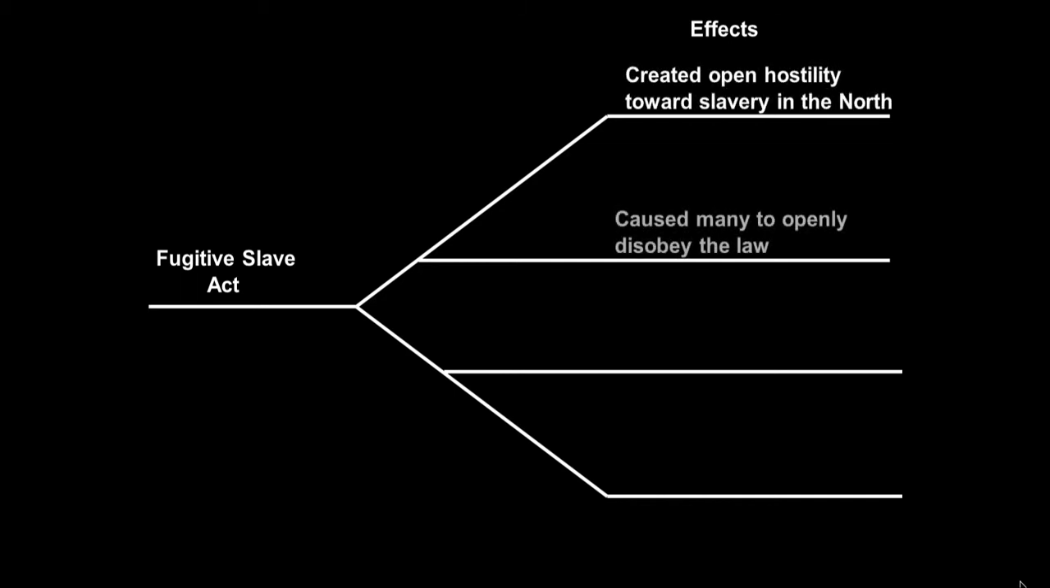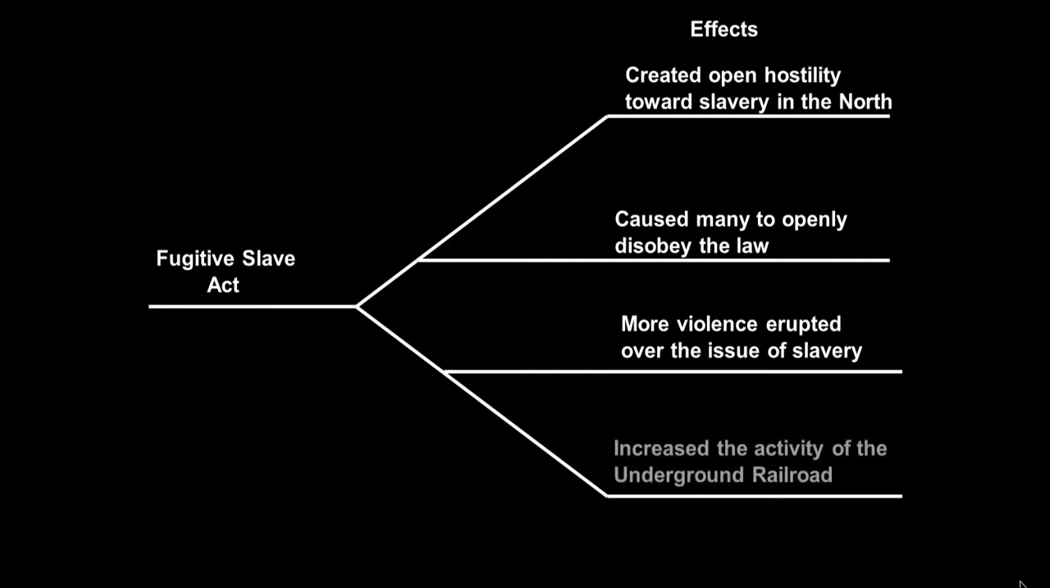So the Fugitive Slave Act had some pretty drastic effects. It created open hostility towards slavery in the North, and caused many to openly disobey the law. More violence erupted over the issue of slavery. It's going to become more intense now. It's not just arguments, it's going to start getting violent. It's going to increase the activity of the Underground Railroad.